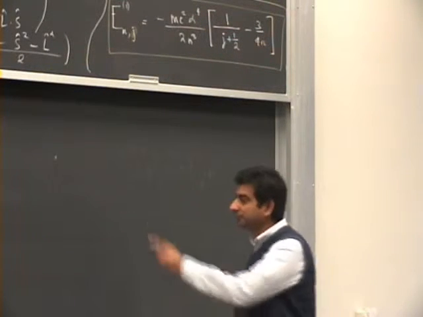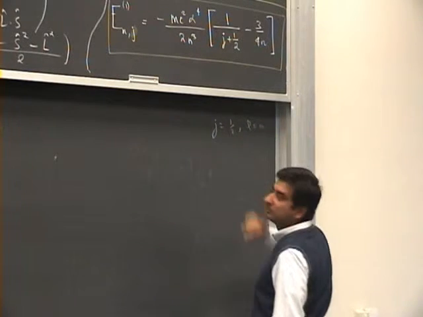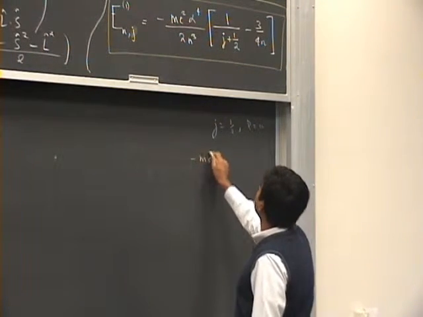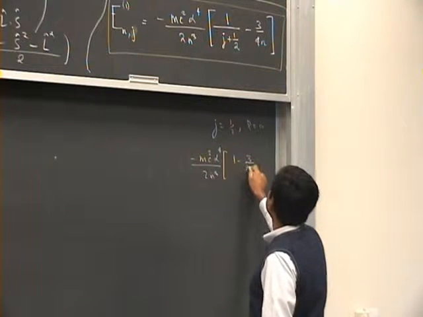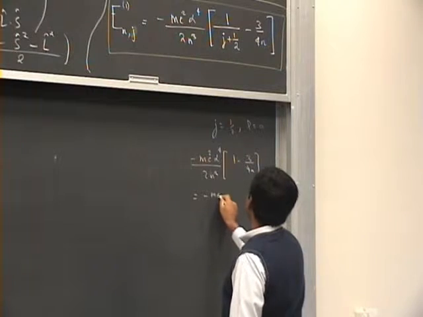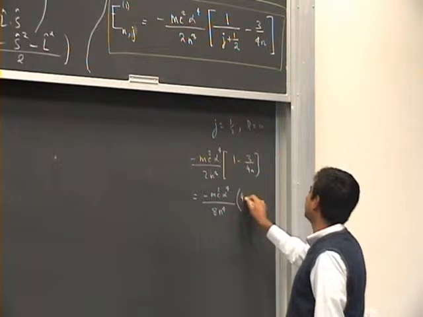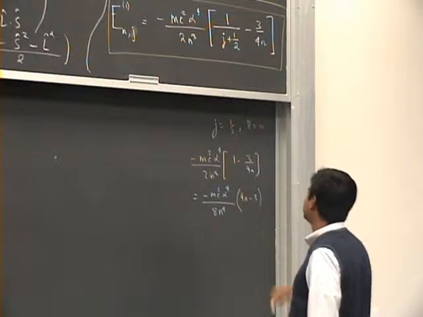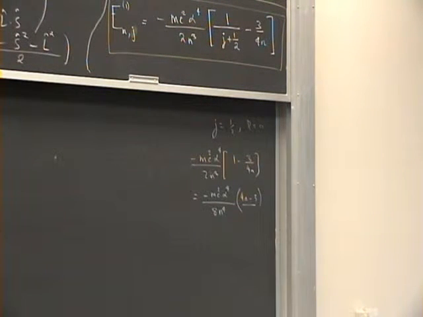If I put j equals half here, which means l equals 0, then this will be minus mc square alpha 4 over 2m cube, half plus half is 1, minus 1, minus 3 over 4m. I take 4m common, minus mc square alpha 4 over 8m4. I get 4m common, 4m minus 3. Here, 4n minus mc square alpha 4 over 8m4, I get L is 0. 8m minus 3.